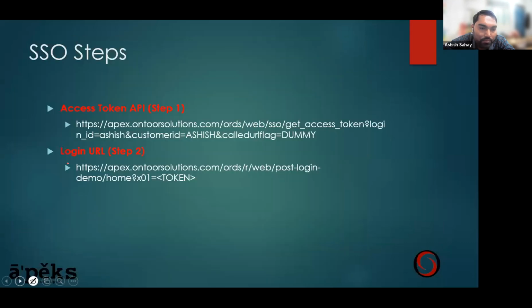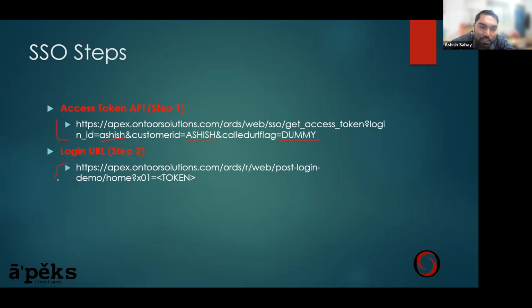And let's move a little bit. For the last part, I'll just quickly show. This was the login. This was the token API we created using three parameters: one is the login ID, the second one is the customer ID, and another one is just a dummy called URL. So that was generating that token.